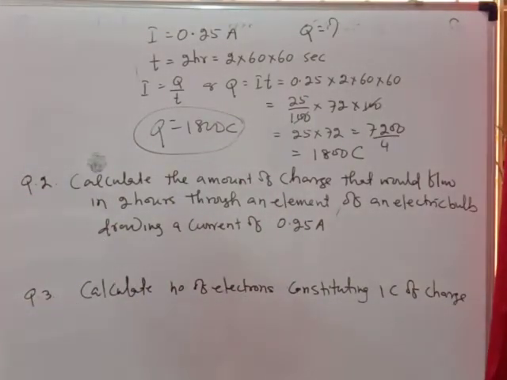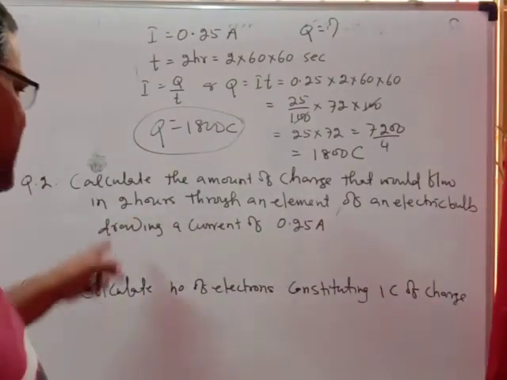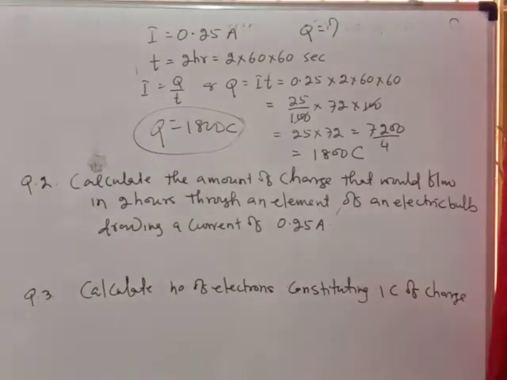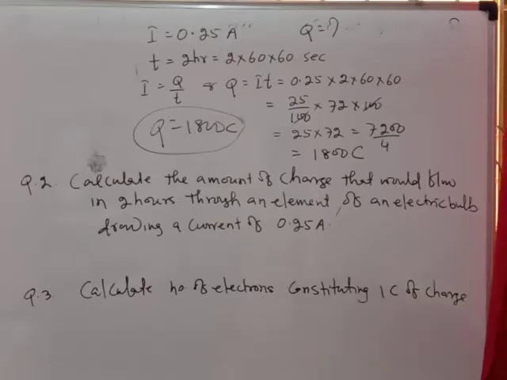From question number 2, the amount of charge will be flowing across the filament. Another question is: calculate the number of electrons constituting 1 coulomb of charge.